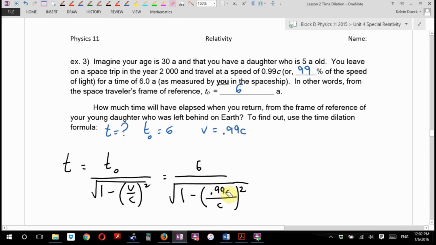The reason I wrote it this way is, is there a C right there? Yeah. Is there a C on the top of the fraction? Yeah. Is there a C on the bottom of the fraction? Yeah. You know what happens to those C's, folks? That's why I wrote it that way.